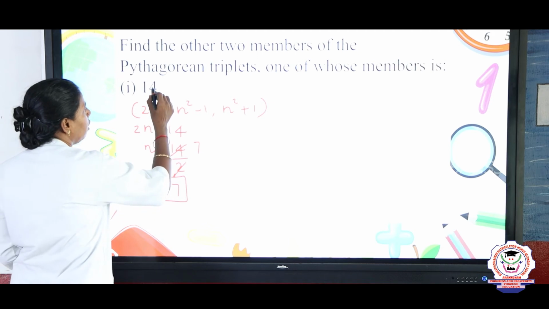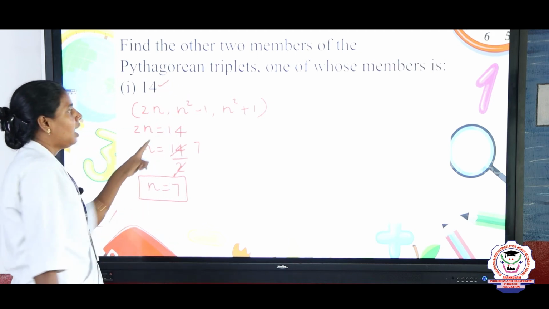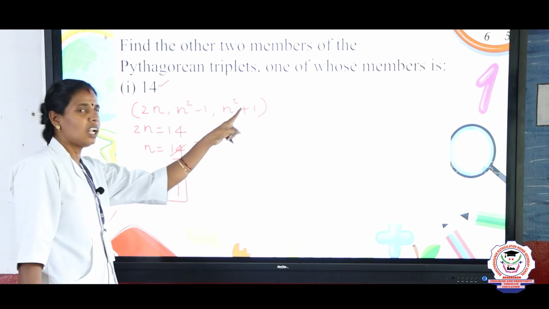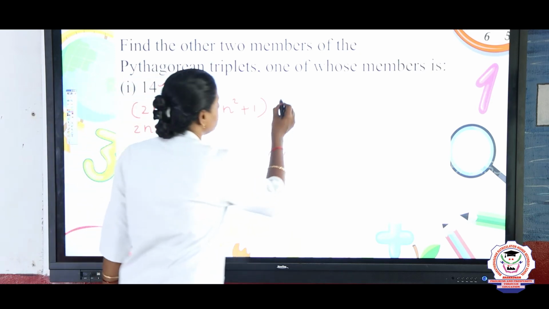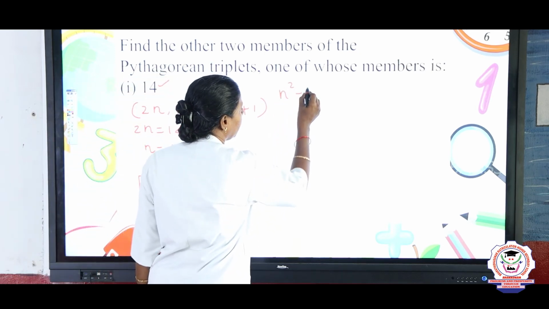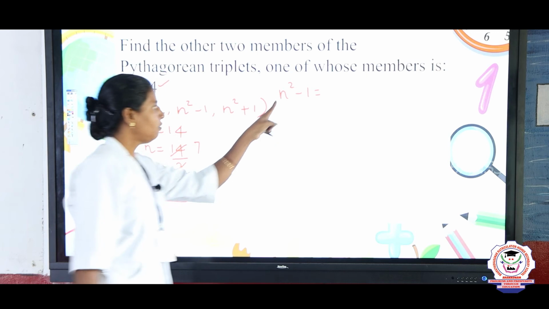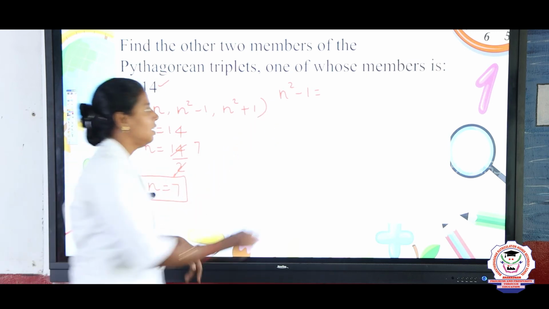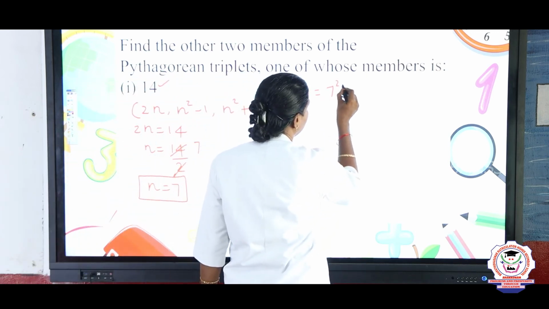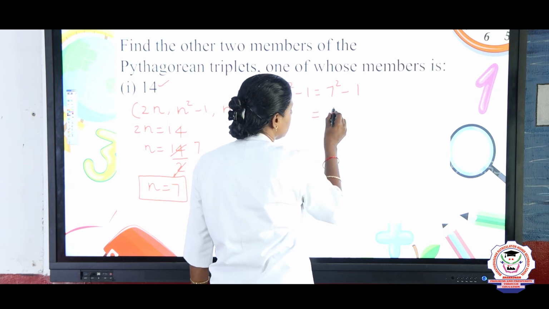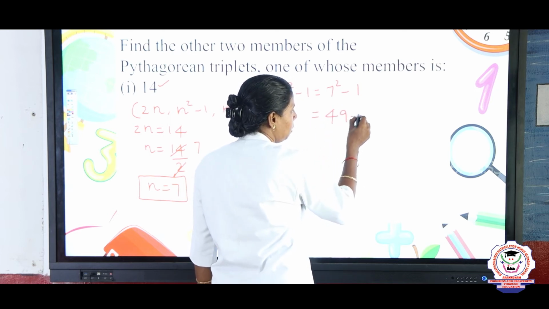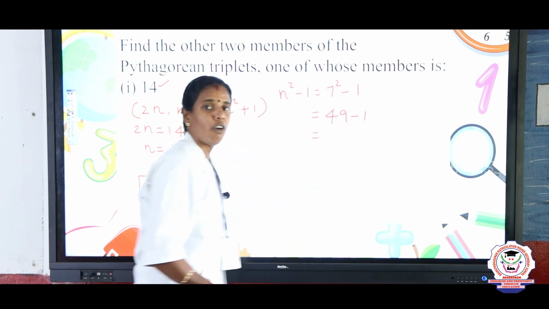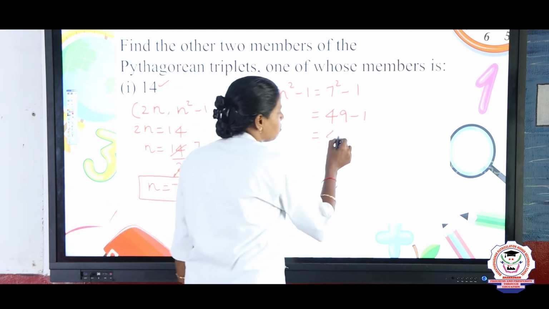The first number 2n is already given and we are going to find n square minus 1 and n square plus 1. So first we will take n square minus 1. Instead of n we are going to take 7. So 7 square minus 1. What is 7 square? 49 minus 1, which is 48.